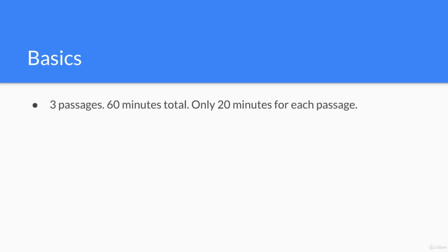Now let's talk about some basic information. The first thing that you need to know is that in this reading test, you're going to have a total of 3 reading passages. In order to complete these 3 passages, you will have a total of 60 minutes. That's 1 hour. Within that 1 hour, you have to answer all 40 questions in the 3 passages. You're going to have about 20 minutes per passage. In each reading passage, you're going to get about 13 to 14 questions on average.